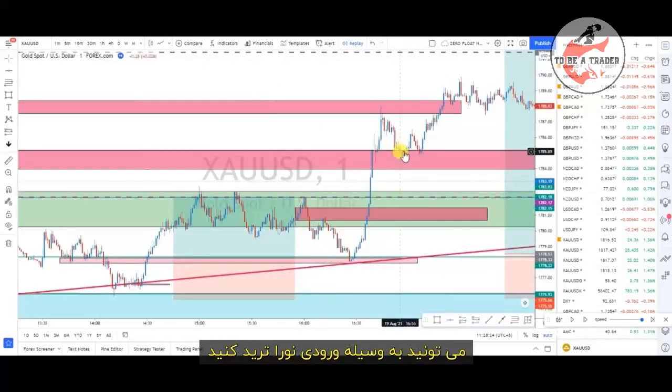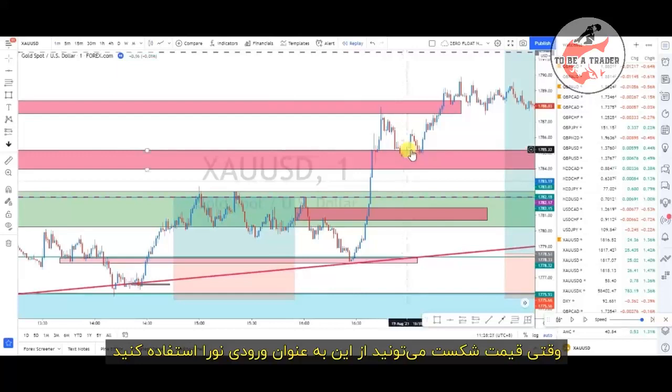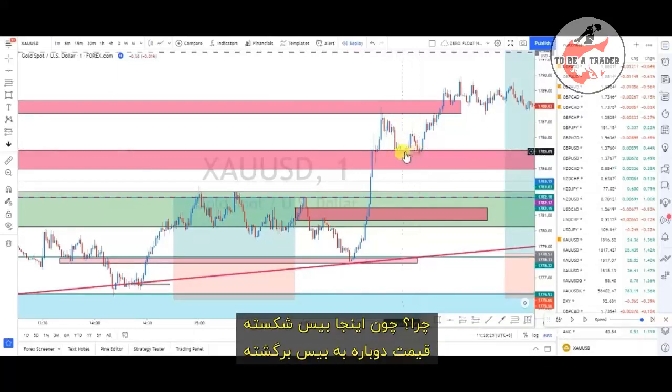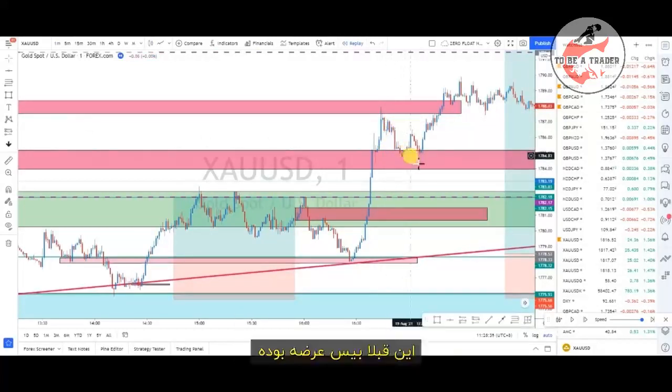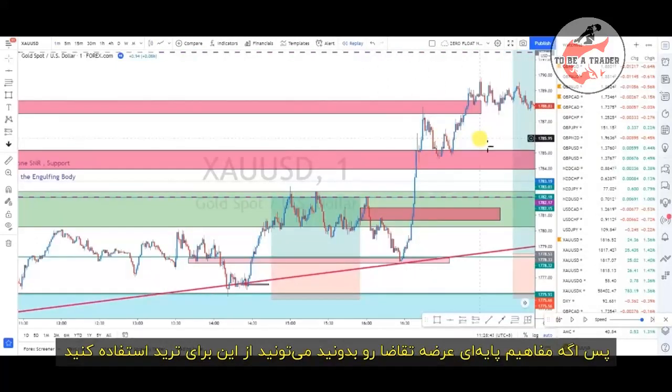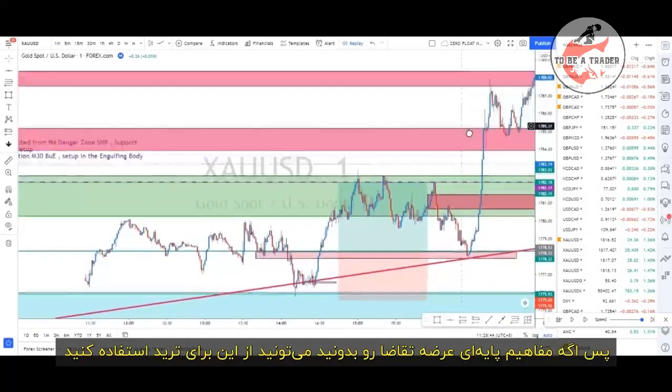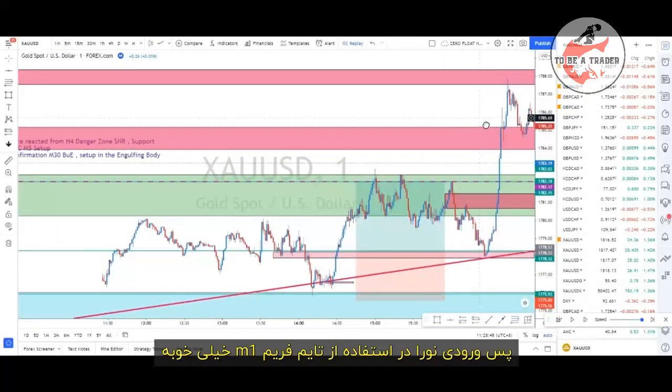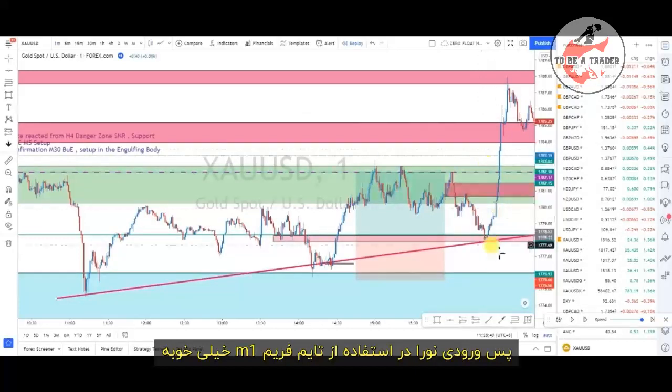Even here also, when price breaks, you can use this as a Nora entry. Why? Because this is a base break. Return to this new base, previously was a supply base, now tested as a demand base, and it goes up. So if you know the basics of SND, you can use this to trade as well. So the Nora entry is very, very good, using the M1 time frame.